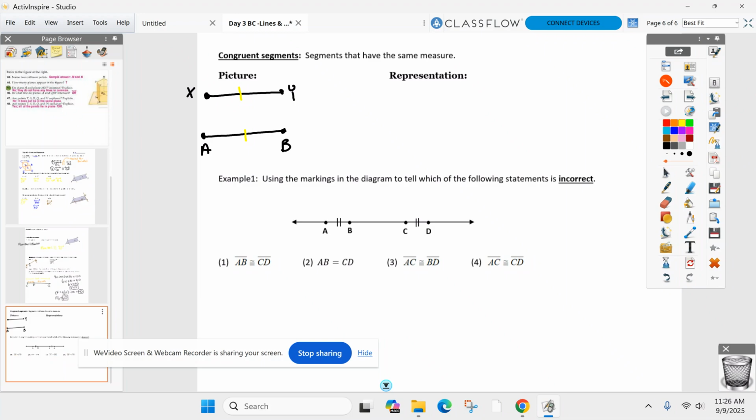All right, now how do I write that they're congruent? Remember, there's a parallel symbol? Well, there's also a congruent symbol. All right, so let's write this right now. XY, give me a little space, AB.